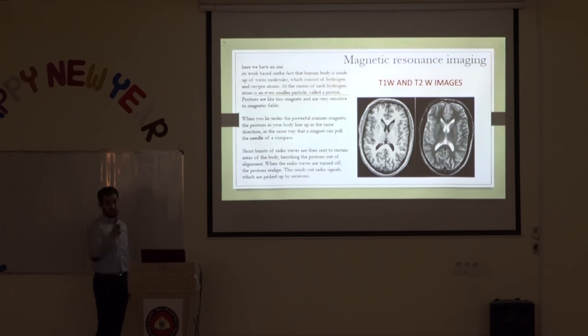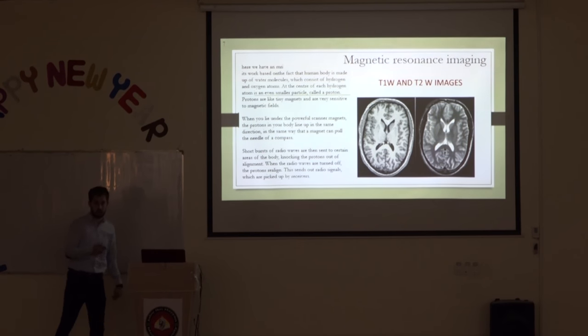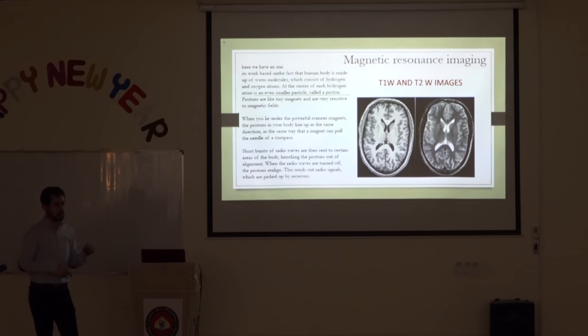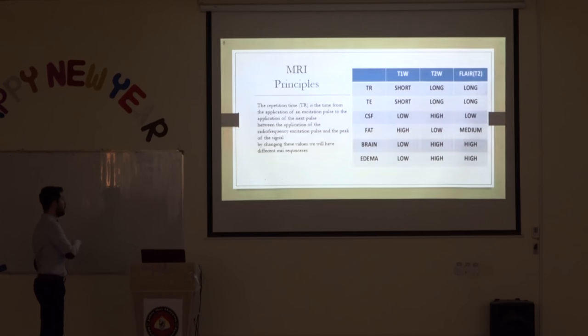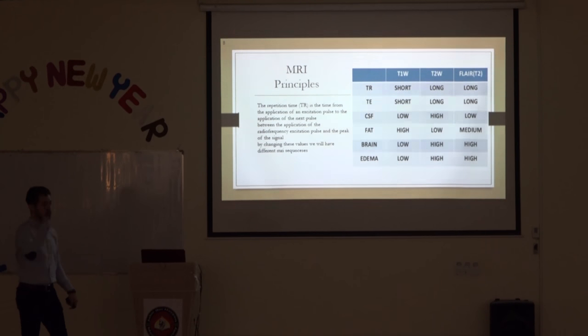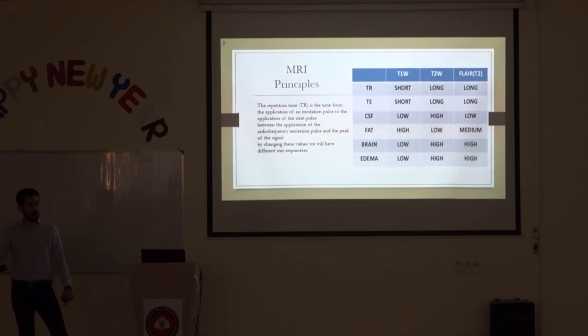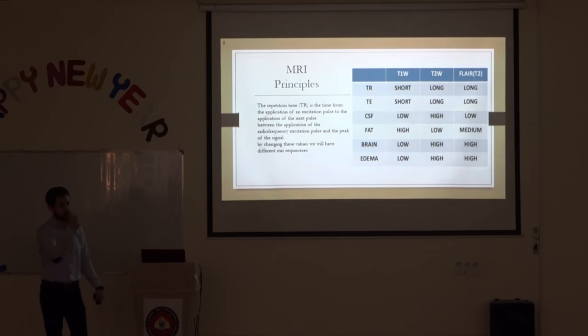In the CT, we have the window width to be manipulated and changed. In the MRI, we have sequences, T1, T2, and so on. What's the idea of these sequences? The idea comes from the fact that in the MRI we have TR and TE values. TR means the repetition time, the time between each radio wave we apply to the tissue. TE means the echo time, the time between applying the radio wave and taking the energy wave which comes from the object. By changing these two values, different tissues will appear differently in the MRI sequences.